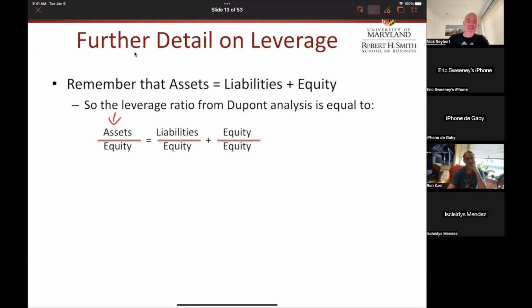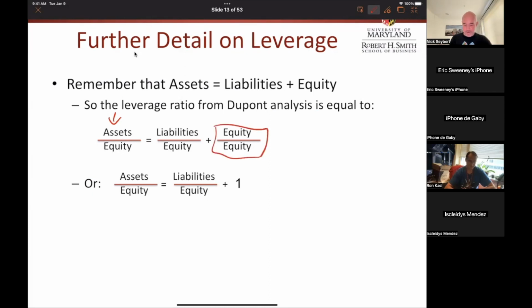Okay, so assets over equity must be equal to liabilities over equity plus equity over equity, right? Because assets equals liabilities plus equity. All we've done is divide all these things by equity, so that's got to be true. Or if you want to simplify this a little bit, assets over equity is equal to liabilities over equity plus 1, because equity over equity cancels out and becomes 1.